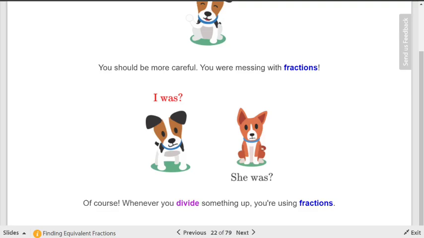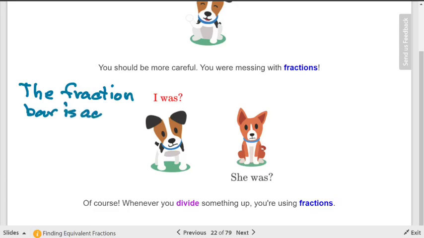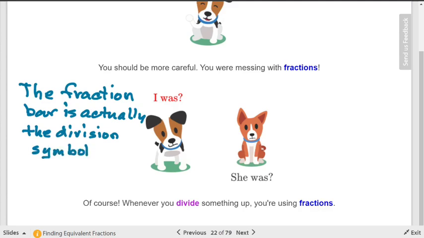So, anytime you divide something, you're using a fraction. And this is something that students often miss. Okay? So here, write this down. This is critical. The fraction bar is actually the division symbol. The fraction bar is actually the division symbol.